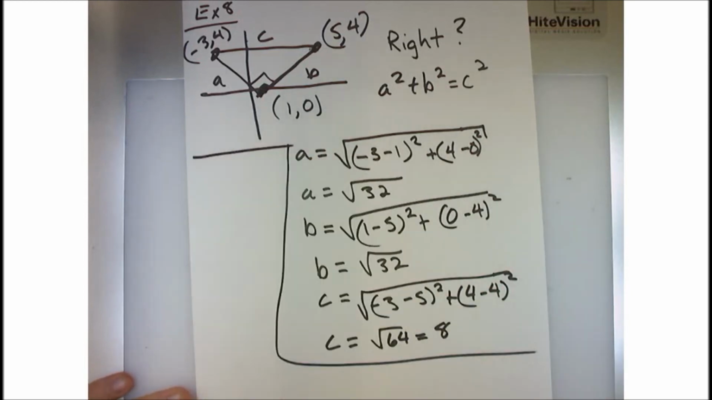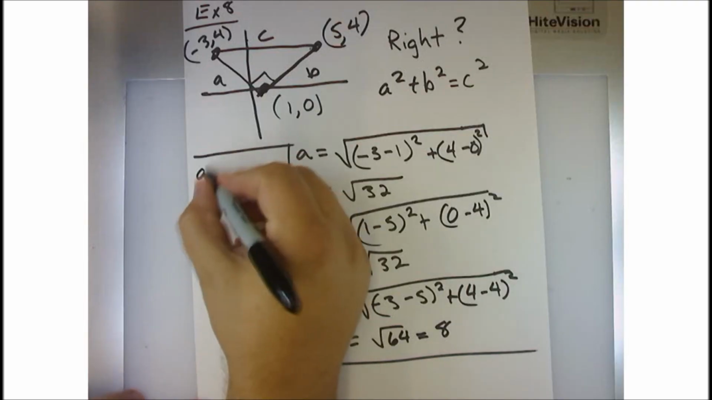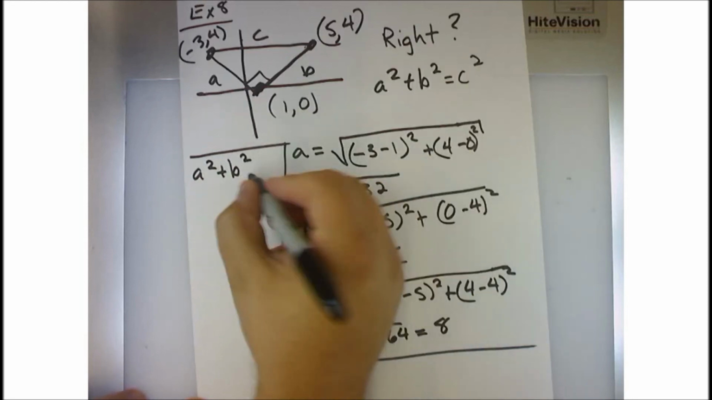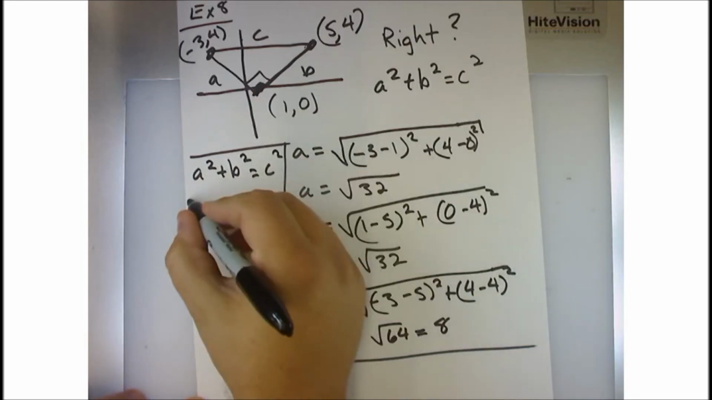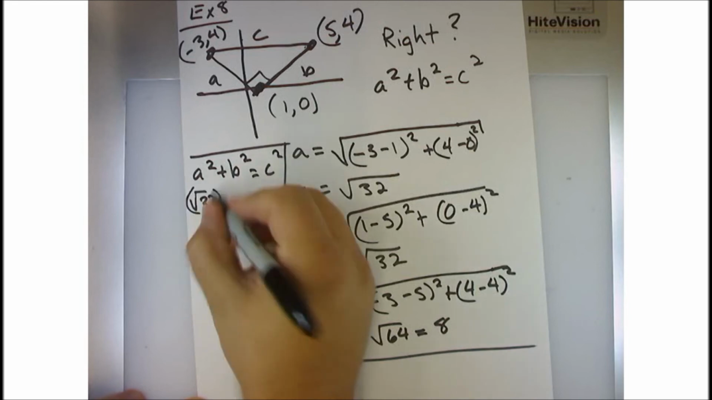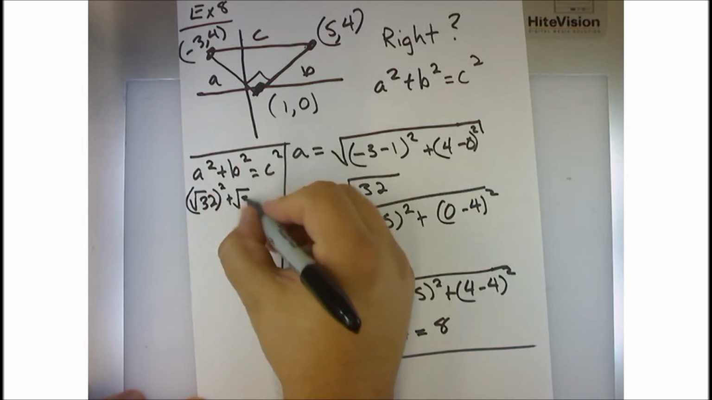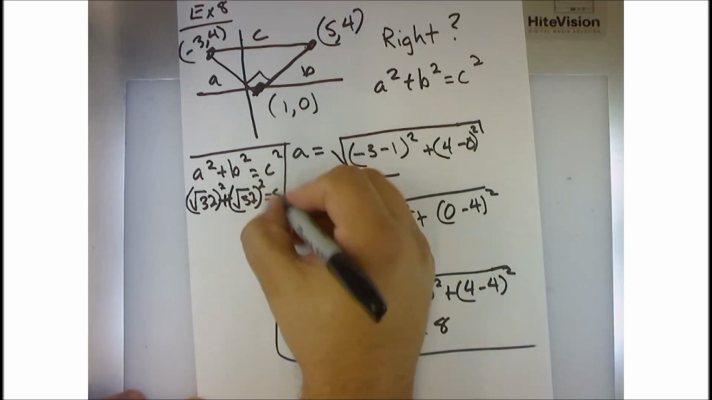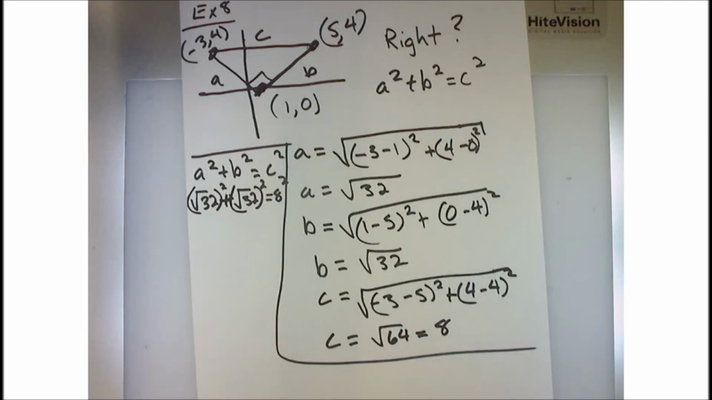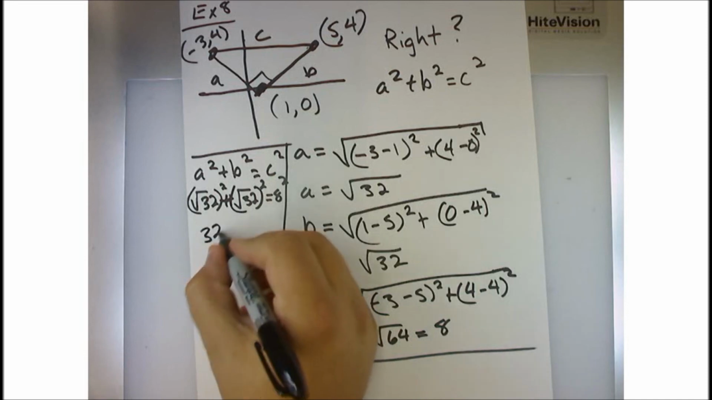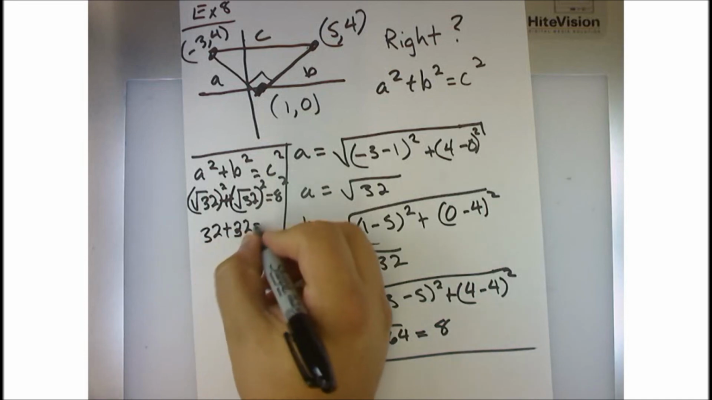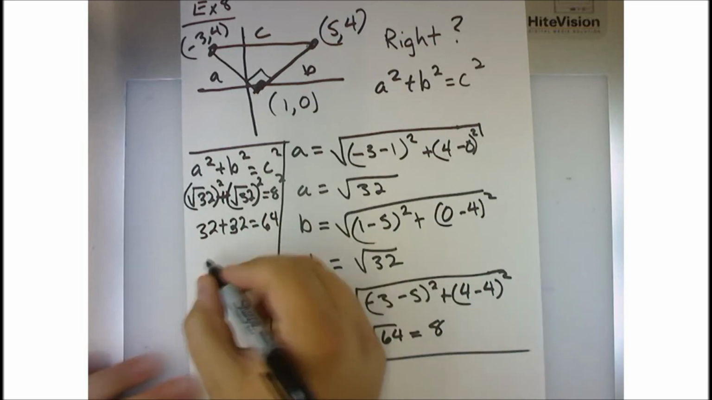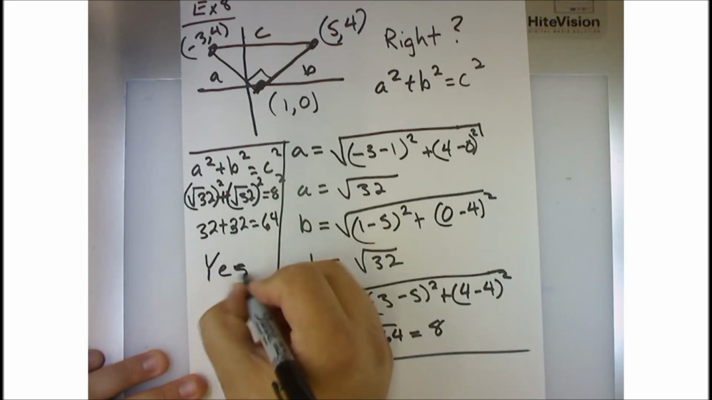Okay? And so if I were to do a squared plus b squared equals c squared, I would say the square root of 32 squared plus the square root of 32 squared, oops, my plus sign got lost in the shuffle, should equal 8 squared. Well, when you square root, what happens? They undo each other, so I get 32 plus 32 should equal 64. Is that true? Yep, so this is a right triangle, yes. It is a right triangle.